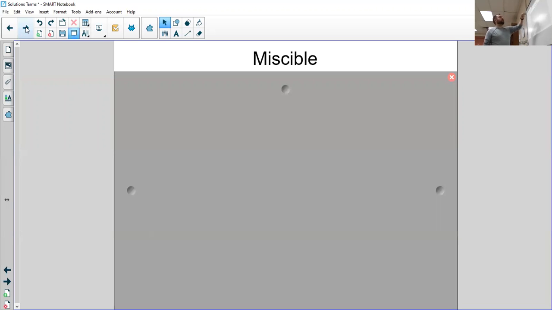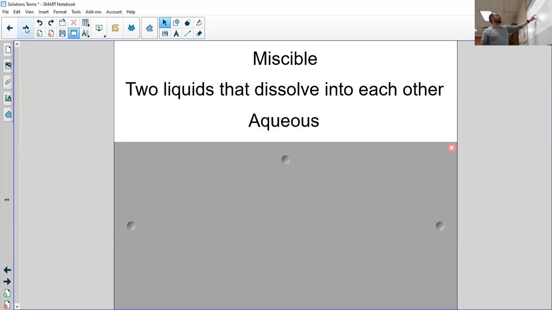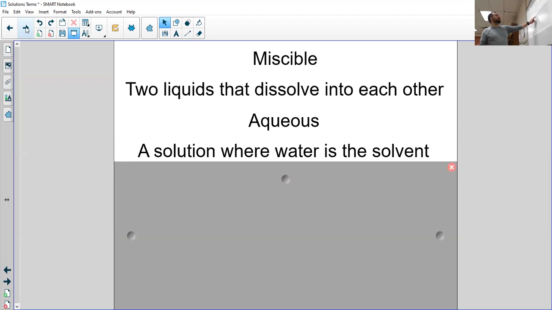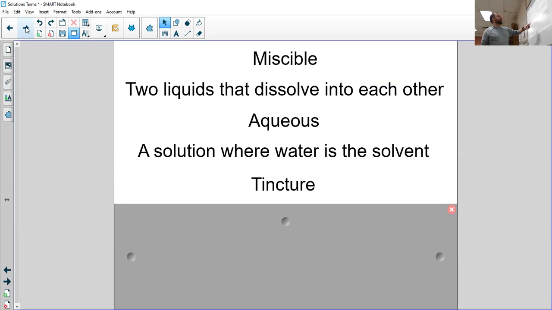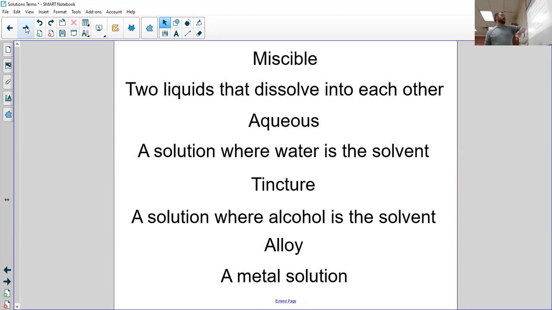So we have a couple more terms here. So miscible. A miscible solution is two liquids that dissolve into each other. We have an aqueous solution. So an aqueous solution, we saw that real briefly when we were doing stoichiometry. That's a solution where water is the solvent. The abbreviation AQ is aqueous. So that has water as the solvent. We have a tincture solution. So that is a solution where alcohol is the solvent. And then we also have an alloy. And that is when we have a metal solution.